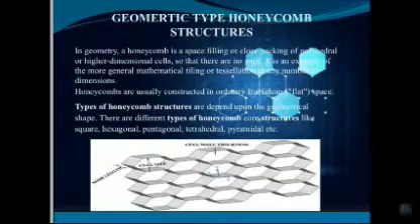Next comes geometric types of honeycomb structures. In geometry, a honeycomb is a space filling or close packing of polyhedral or high dimensional cells so that there are no gaps. It is an example of the more general mathematical tiling in any number of dimensions. Honeycombs are usually constructed in ordinary flat spaces. Types of honeycomb structures depend upon the geometrical shapes. These different types of honeycomb core structures are like square, hexagonal, pentagonal, tetrahedral, pyramidal, etc. And the given figure is a hexagonal type of honeycomb structure.